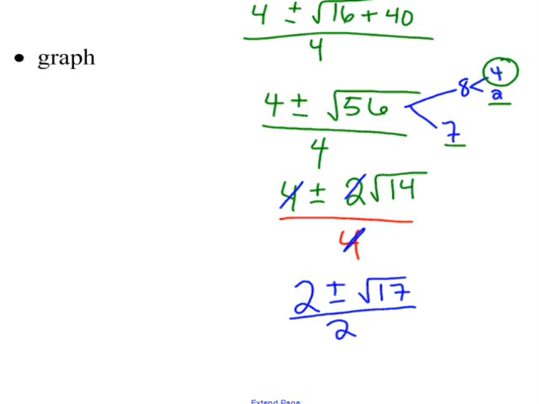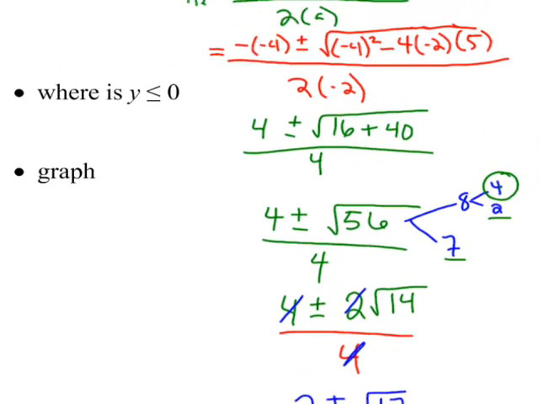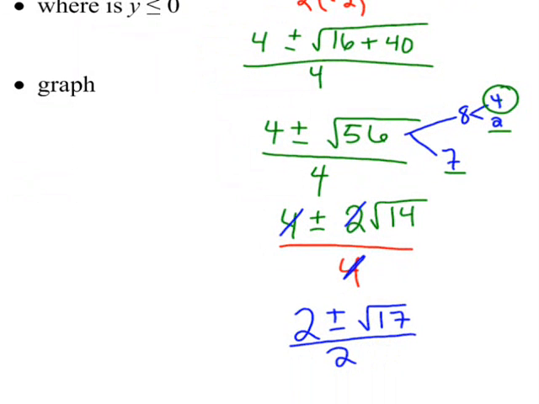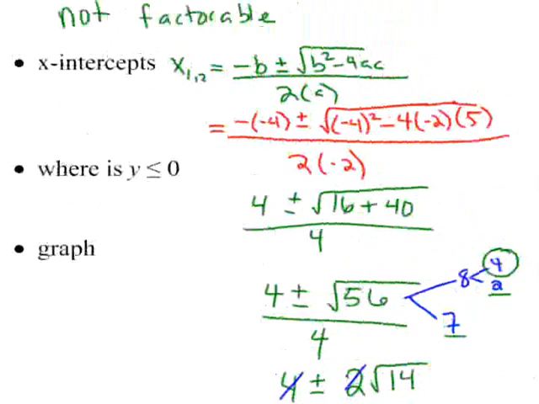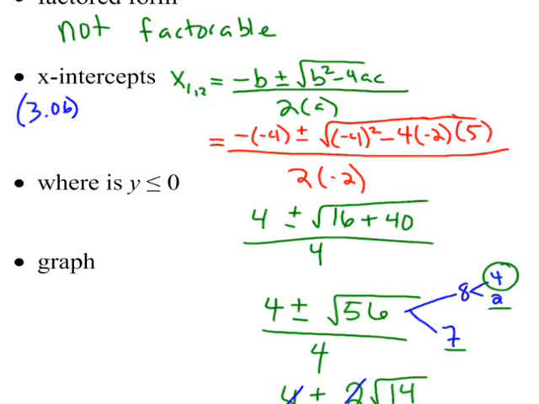And we could go ahead and estimate those answers if we wanted to and come up with decimals, and that might be helpful because we have to graph it. So if I stick this into my calculator, what am I going to get here? I have 2 plus the square root of 14 divided by 2, which is going to be 3.06, and I have 2 minus the square root of 14 divided by 2, and I get the other one to be negative 1.06. All right, so my x-intercepts are going to be 3.06, comma 0, and negative 1.06, comma 0.